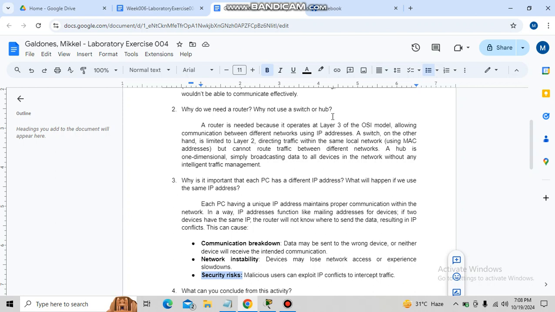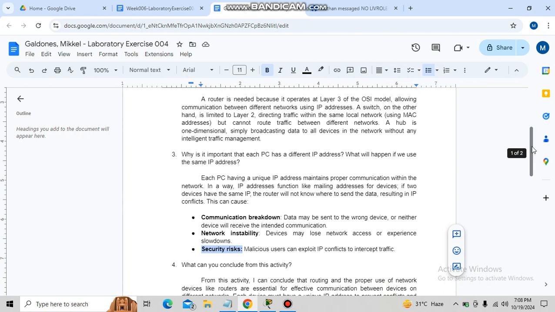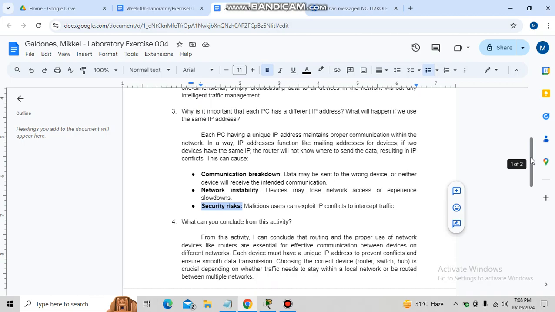And then security risks. Obviously, the same IP address means that hackers will be able to access more devices when a security breach occurs, as compared to having different IP addresses where the hackers will have to do more work and it will be more difficult for them to intercept traffic. So yes, malicious users exploiting IP conflicts can be mitigated at least by having different IP addresses. So, what can I conclude from this activity?